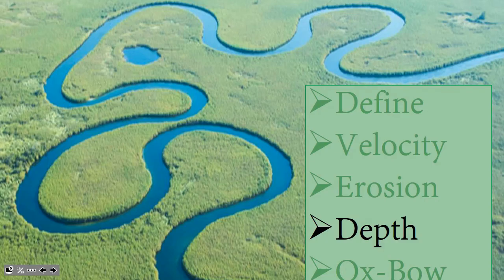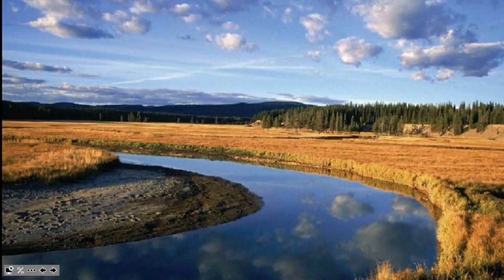Let's talk about depth. If we take material away on the outside of a curve, on the outside of a meander, that means it's going to get deeper. So when we look at this meander, we could see where the inside of the curve is. Here's the inside of the curve. That's our deposition. So that's going to fill up. Notice that there's no water there. The reason the water's not there is because it filled up with material.